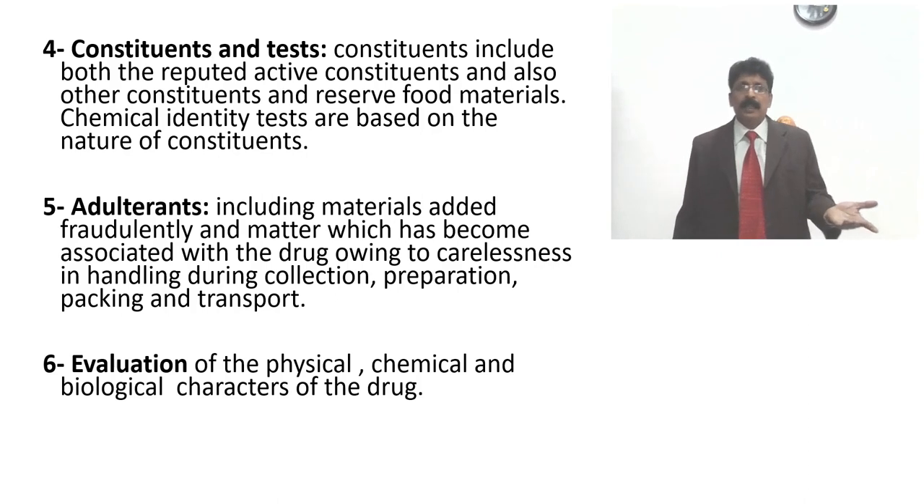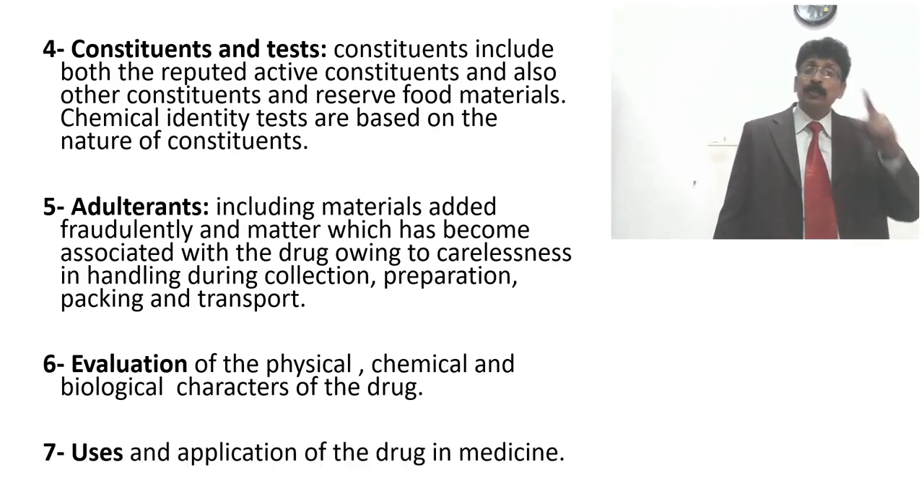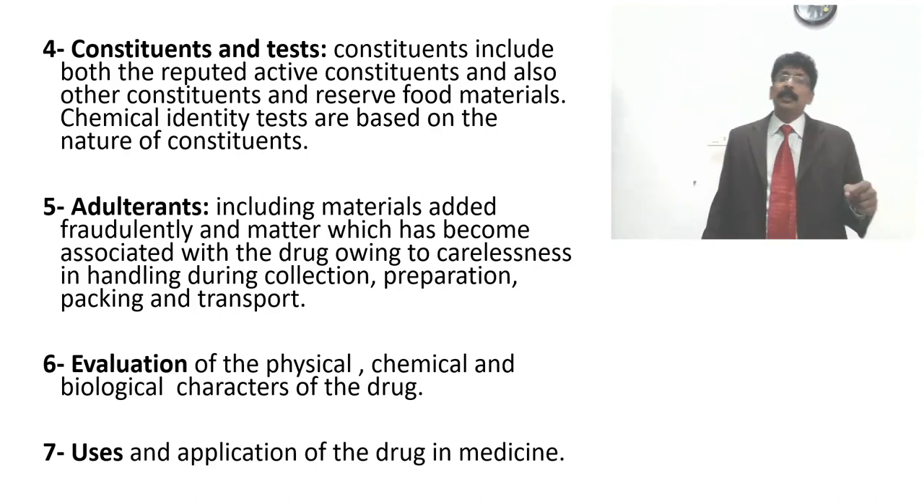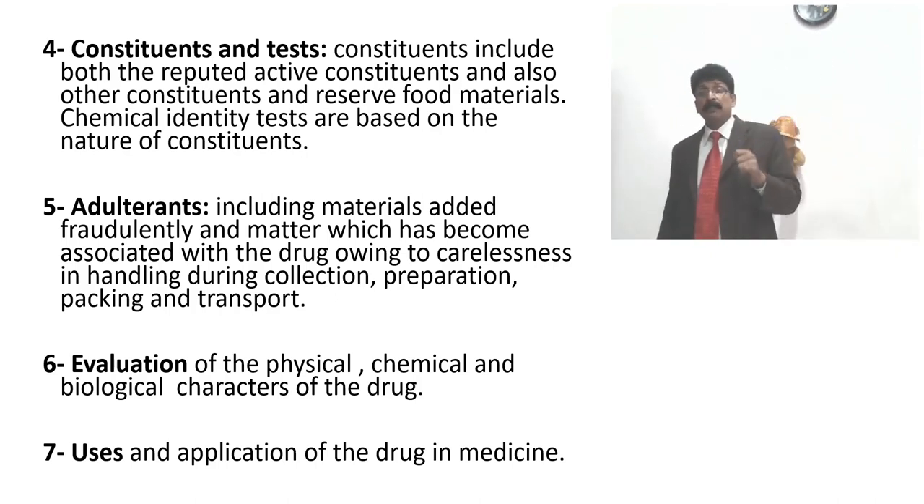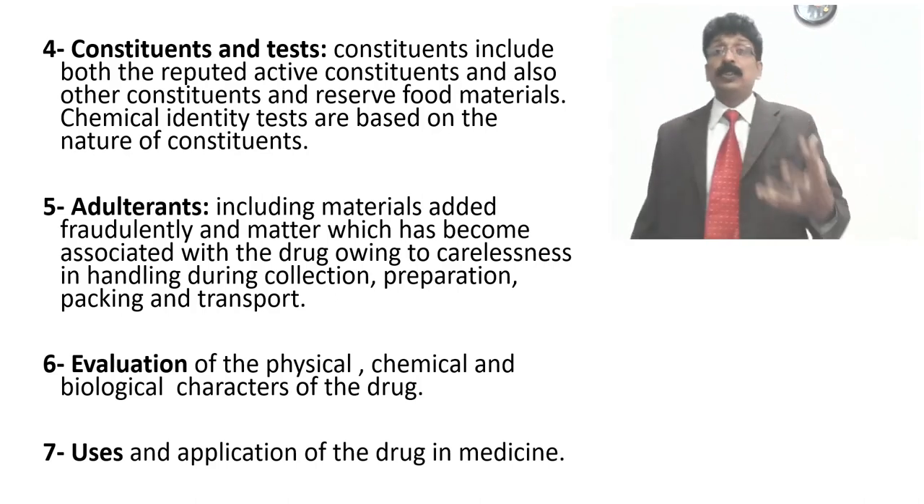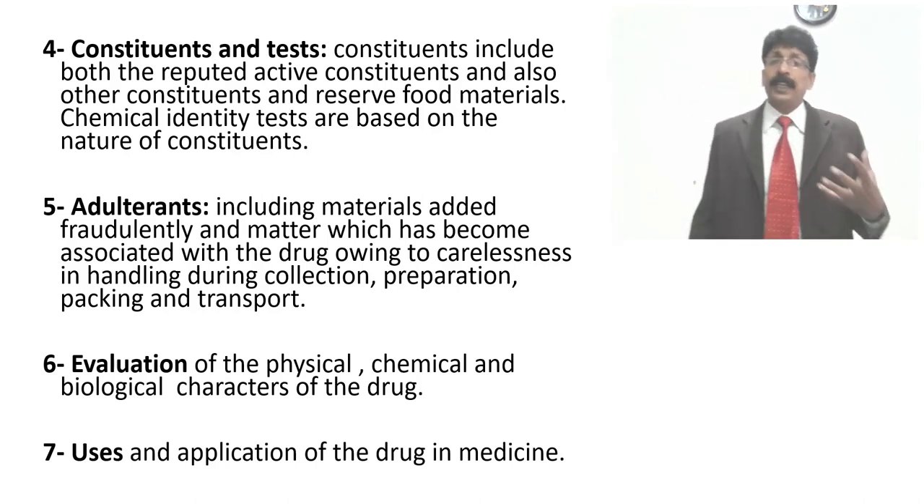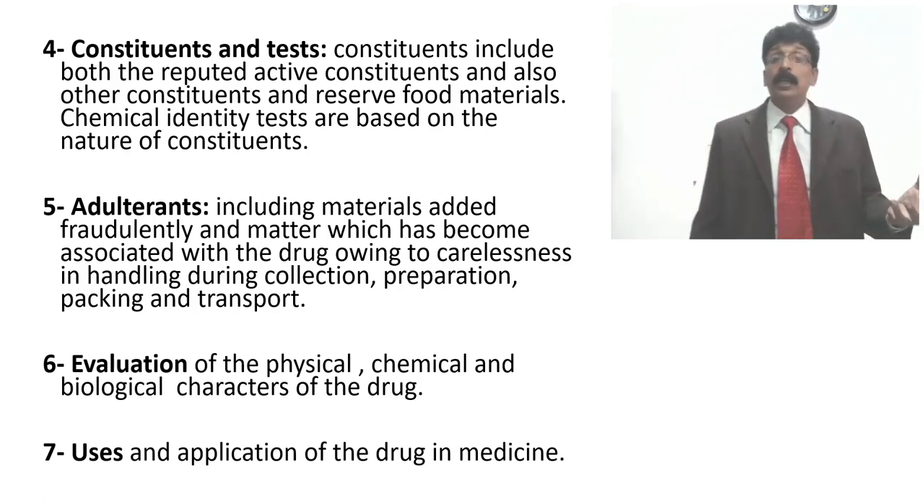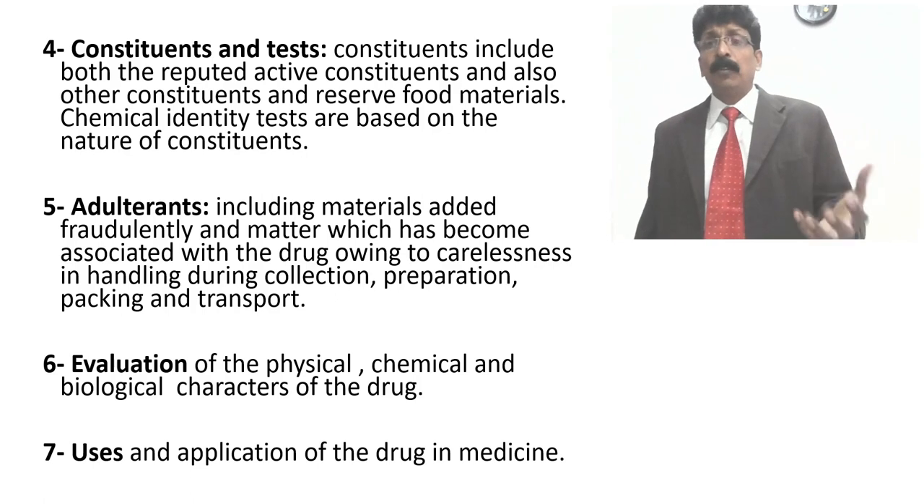So the seventh one is uses. What all is the category? What is the use of the plants? What is the use of the crude drugs? Whether plant source or animal source, what is its use? What is its application to mankind? What is the use for us? So all these things will be given in any pharmacopoeia or any pharmacognosy subjects. These are all the things which come.